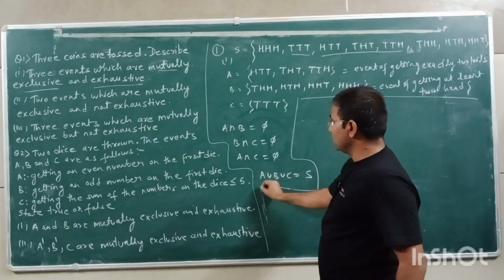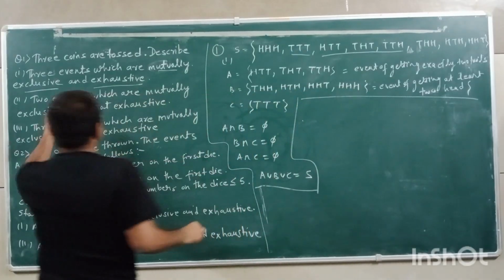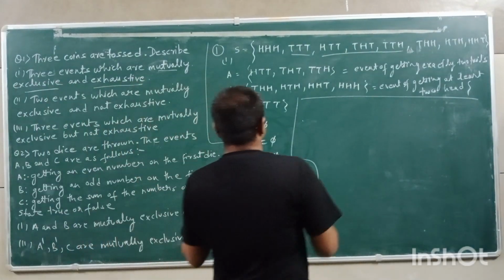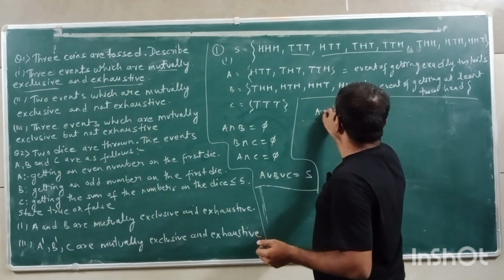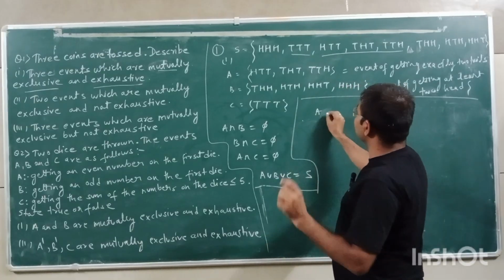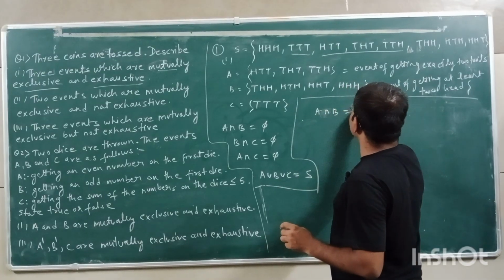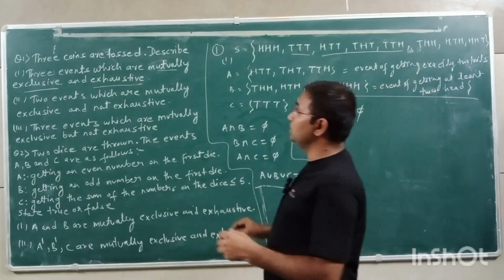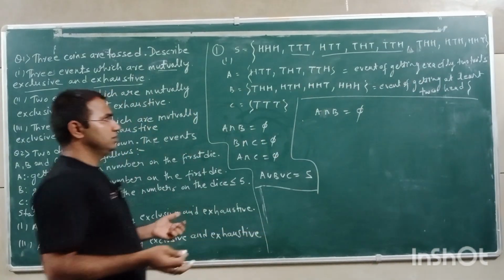Now the second one says two events which are mutually exclusive and not exhaustive. It means two events should be there and their intersection should be phi, and not exhaustive means the union does not give the sample space.